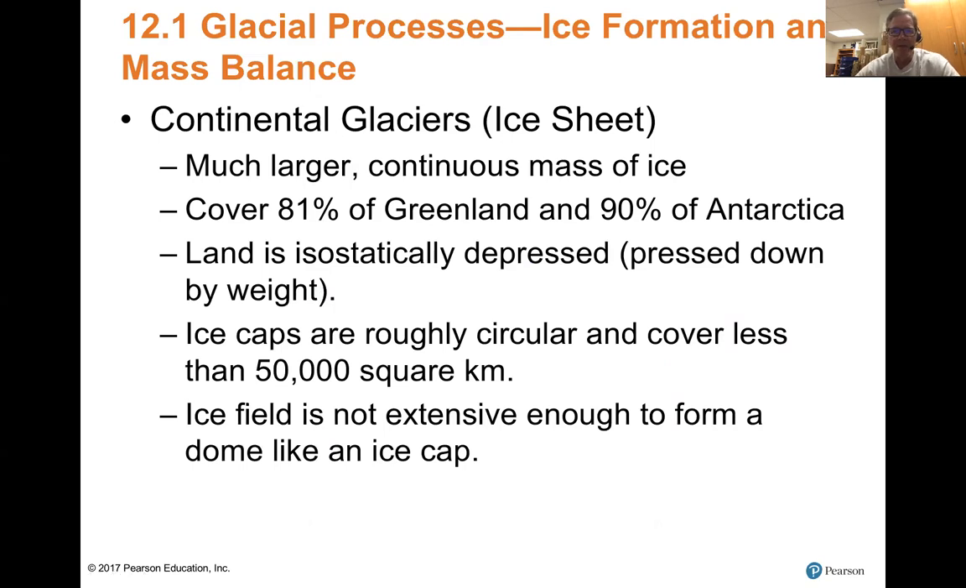Now, continental glaciers are ice sheets, continuous massive ice, 81% of Greenland, 90% of Antarctica. The weight of the glacier will press down on the land, and that is called isostatically depressed, meaning that the land is pressed down by the weight.